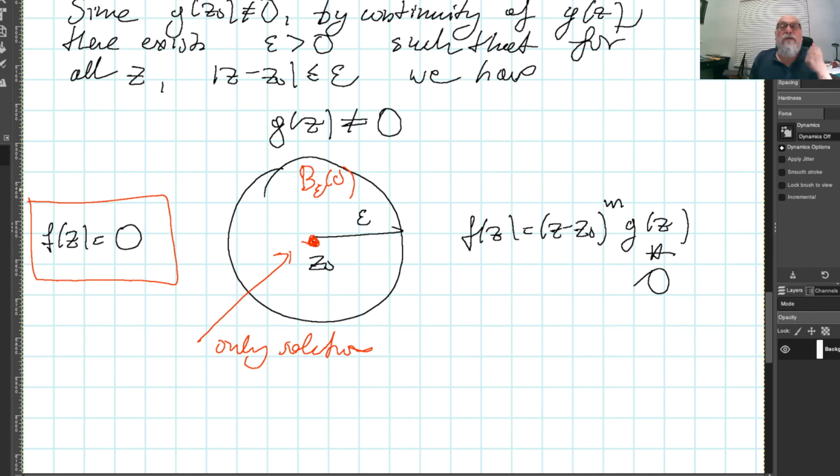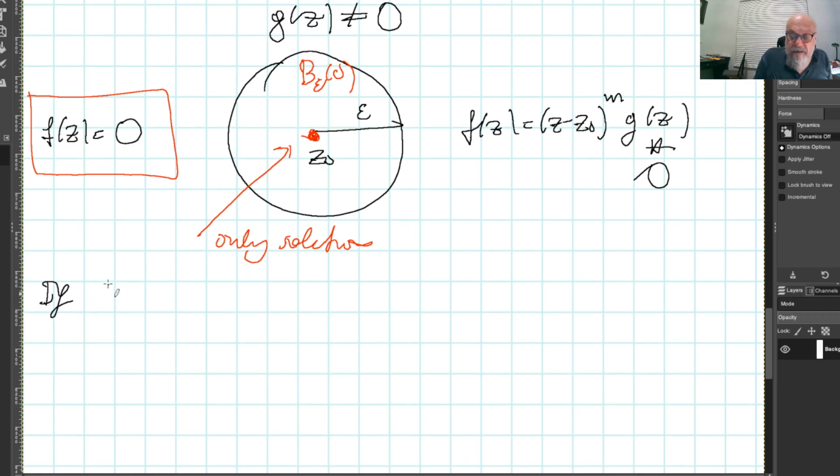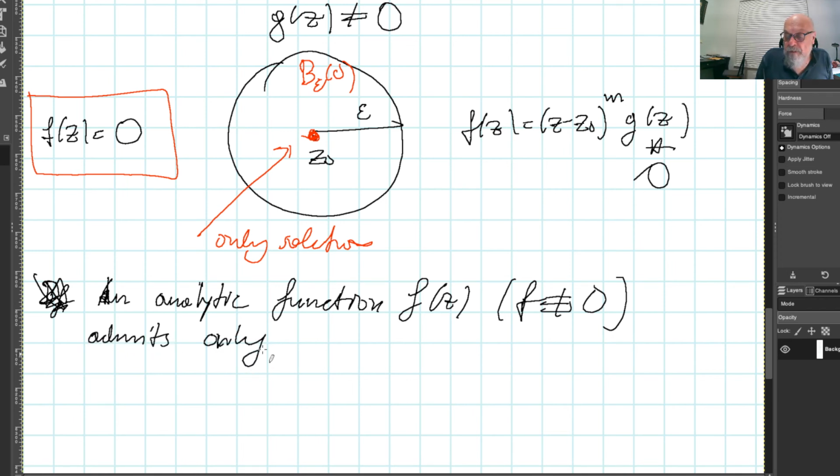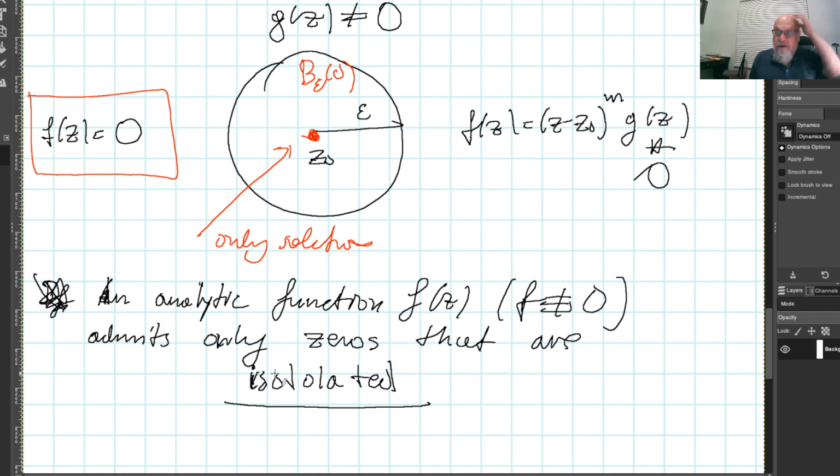And that means, let's put it as a conclusion: if an analytic function f of z is not identically 0, it admits only zeros that are isolated. These zeros are all isolated.